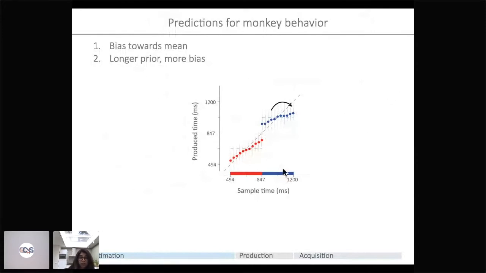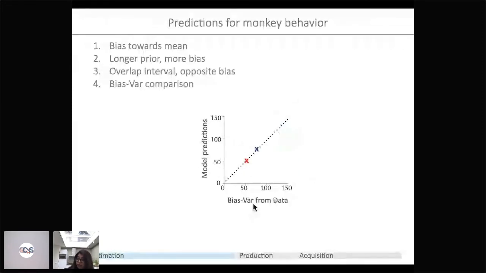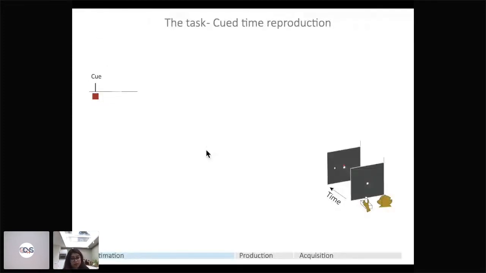Now, what if we could train the monkey to, on cue, switch between these two priors, such that if I cued, say, red, the monkey knows that this prior will be sampled. And if I cue blue, the monkey knows this prior will be sampled. And there's one overlapping interval, which based on the cue would either cause the monkey to underestimate or overestimate the same time interval. And finally, we can calculate bias and variance estimates from the data and compare them directly to the model predictions. So these are the four criteria on which I'm going to base whether the monkey is performing Bayesian inference or not.